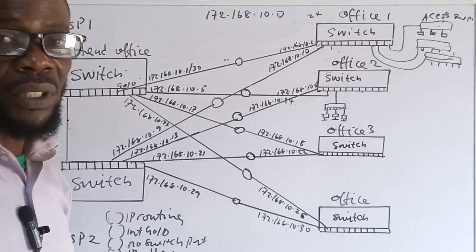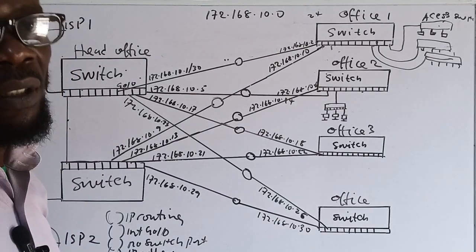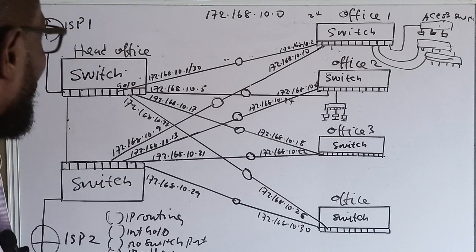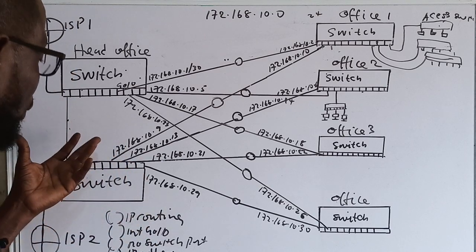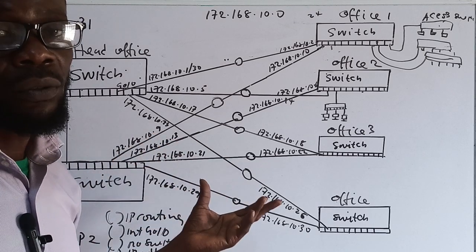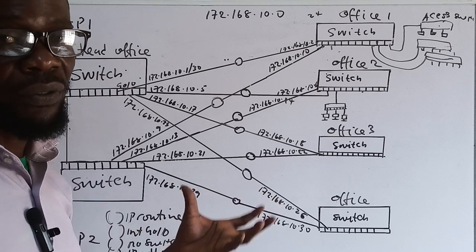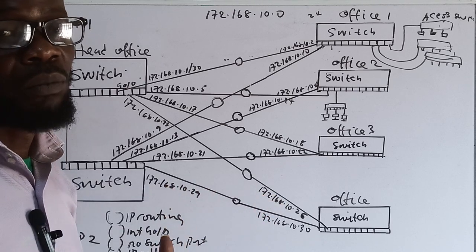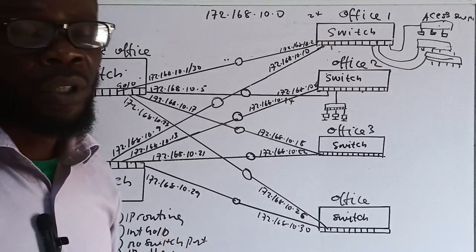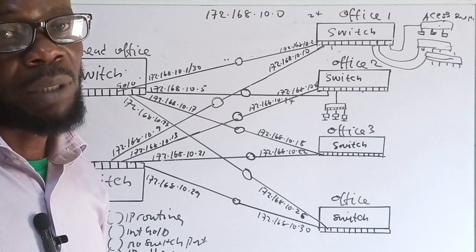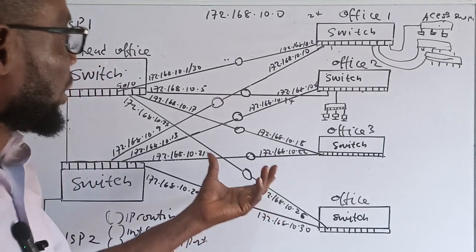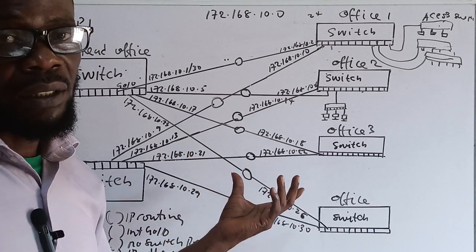Okay, if you don't know how to create VLAN, please refer to the video tutorial titled VLAN configuration. Okay, so this is what a metropolitan area network looks like. I just want to briefly explain because most of you, especially those that are new in networking, become confused when you mention metropolitan area network. So they want to know what it is all about. This is how it looks like, okay?